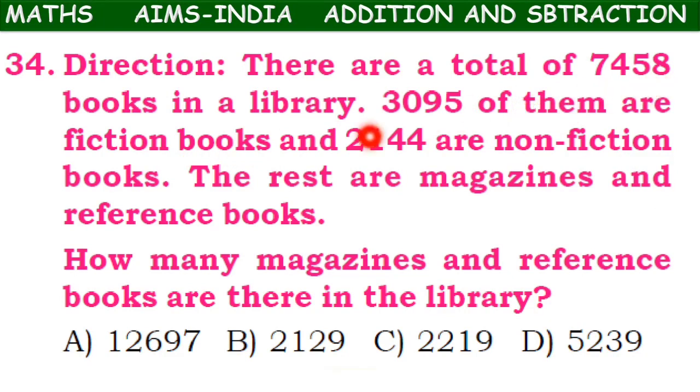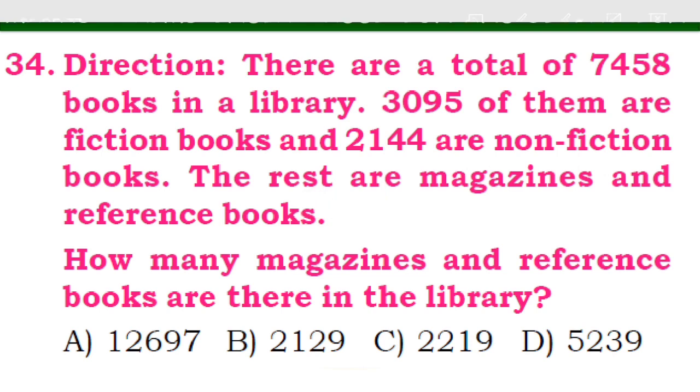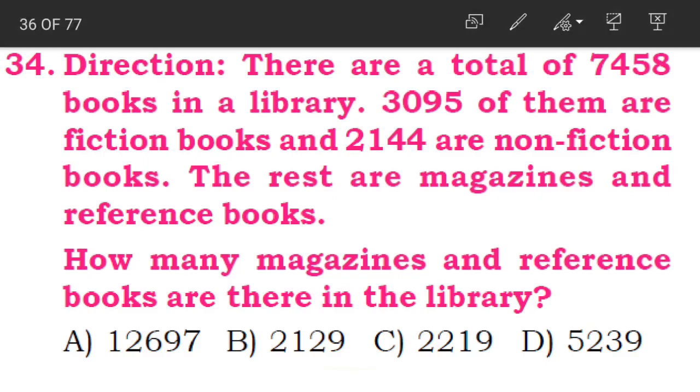Question number 34. There are a total of 7,458 books in a library. 3,095 are fiction and 2,144 are non-fiction. The rest are magazines and references. How many magazines and reference books are there in the library?